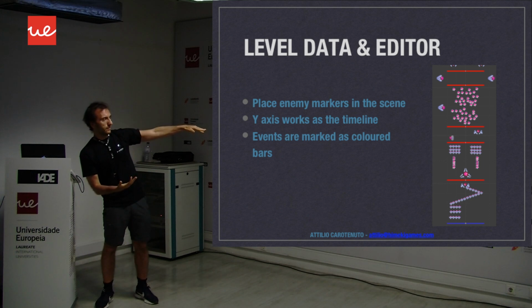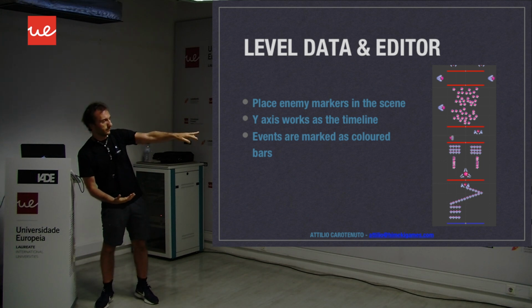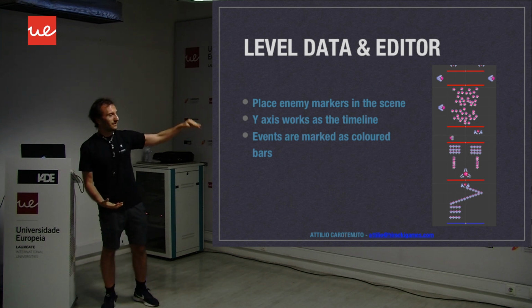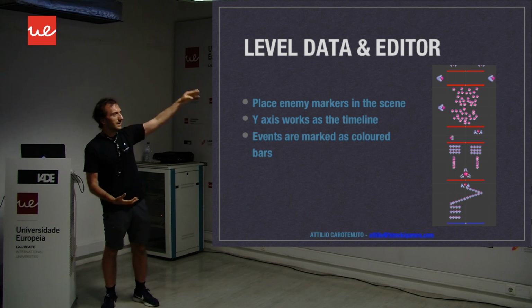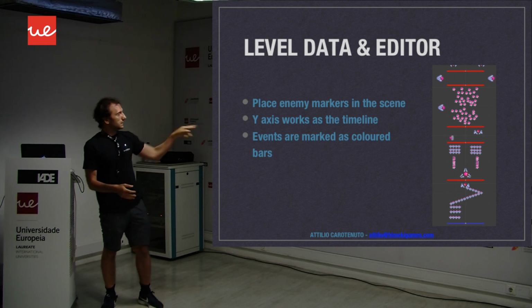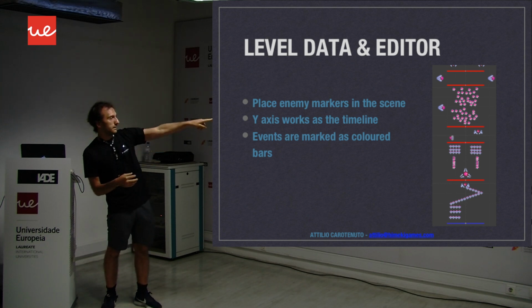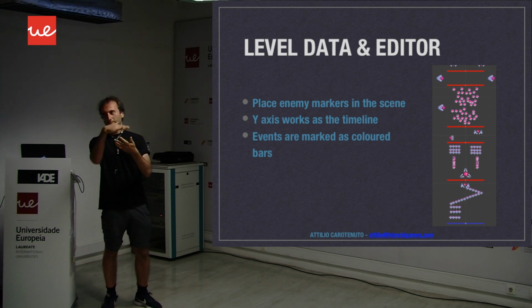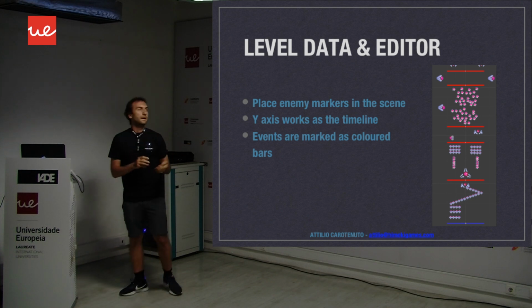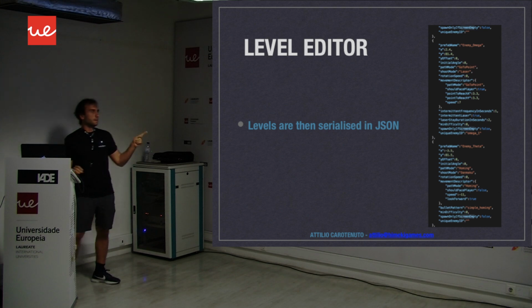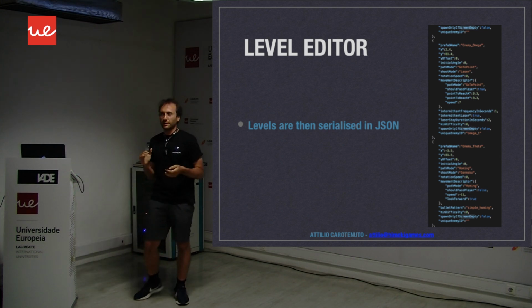So you start from the blue line, which is 0, and then I put markers, so you will have 4 delta enemies, I think, at second 1, and then another 4 at second 2, and that's it. So that's like a timeline. I put markers there, and the red ones are events, like all the bars are events. So that's how I create levels. And when I'm finished with the level, it's then serialized in a JSON file.